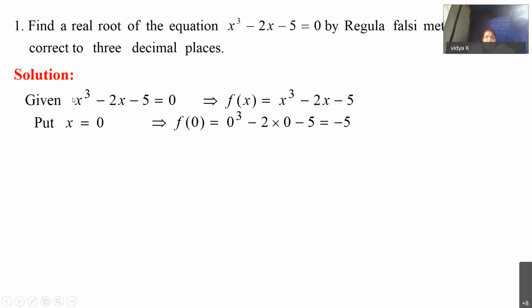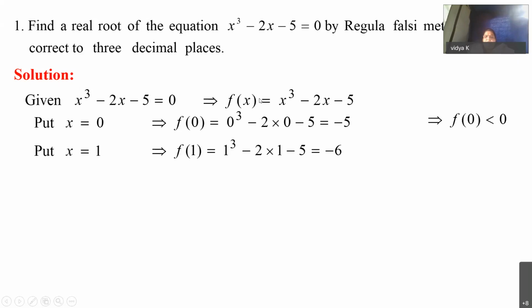f of x is this. So I write what f of x is. Next, first I put x equal to 0. That is, I get what f at 0 is. Substitute here: 0 cube minus 2 into 0 minus 5. You get minus 5. Then I put next x equal to 1. Generally, this works. f at 1: now you substitute x as 1, you get minus 6.